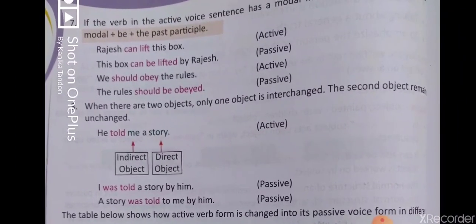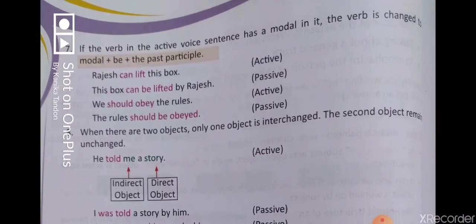Coming on to the next one. This is the last rule. If an active voice sentence has a modal in it, the verb is changed into modal plus be plus the past participle. And what are the modals? Modals are can, could, may, might, will, would, shall, should, must, etc. These are also a part of auxiliary verbs, but particularly these are modals. So if we are using these modals, we have to use modal plus be plus the past participle.